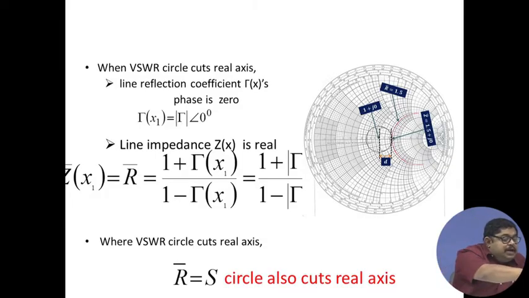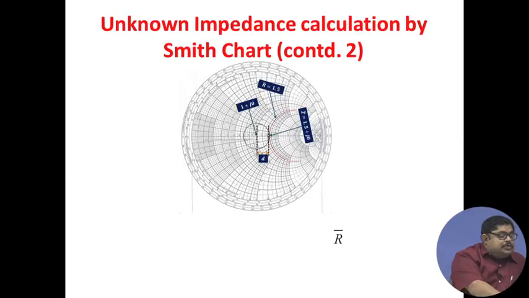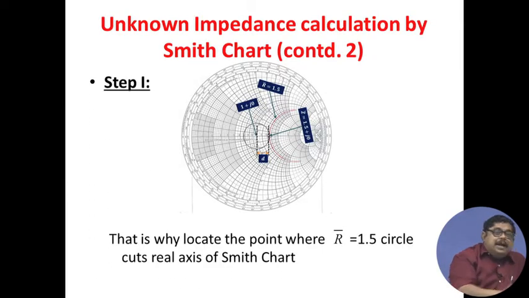So, if I read the resistance value, because in the Smith chart the VSWR value is not explicitly given, but the impedance, that means R bar and X values, are given. So, I will find that R bar value, that will give me one point of that VSWR circle. If I can find one point on a circle and I know the center, I can draw the circle. That is the idea, and that is why we made that step 1.